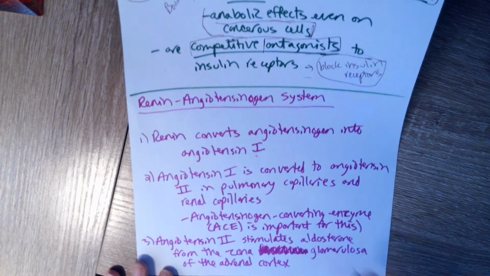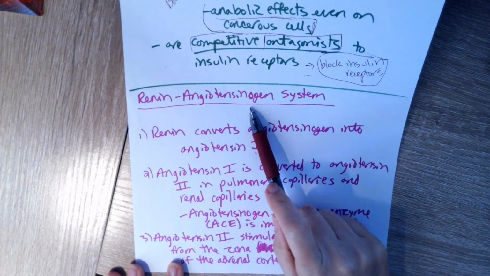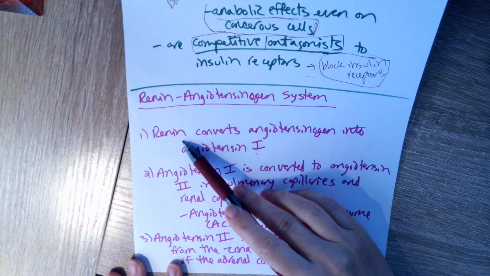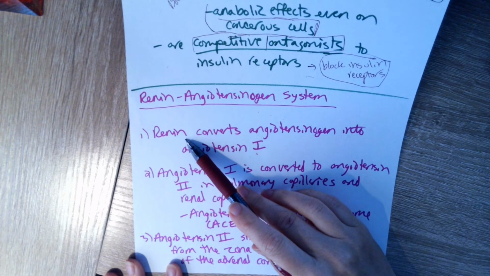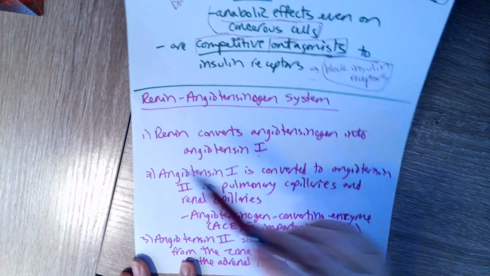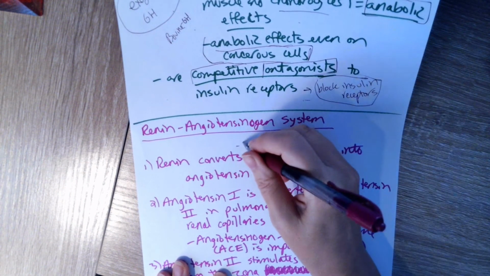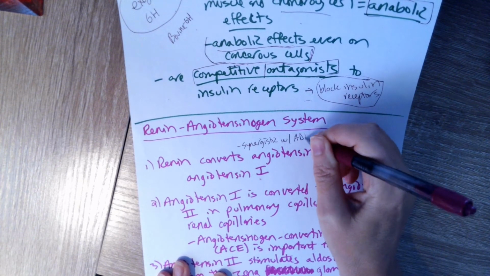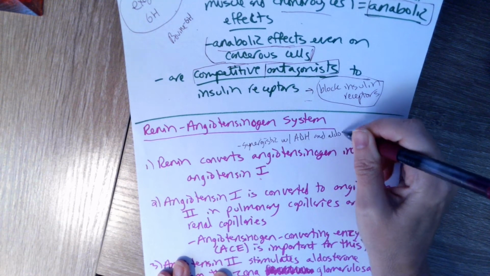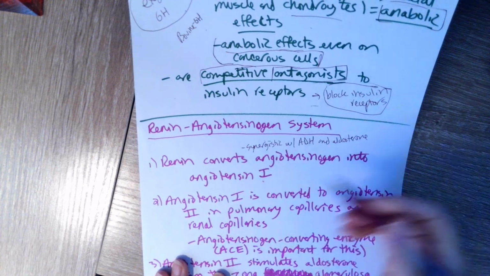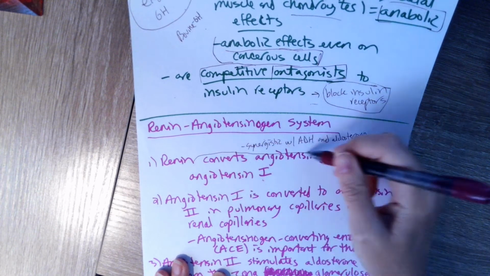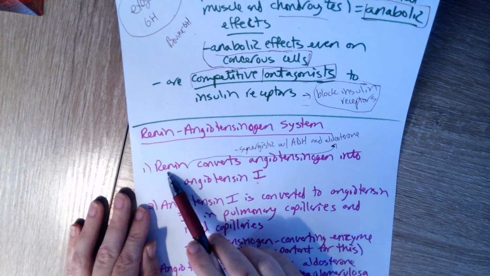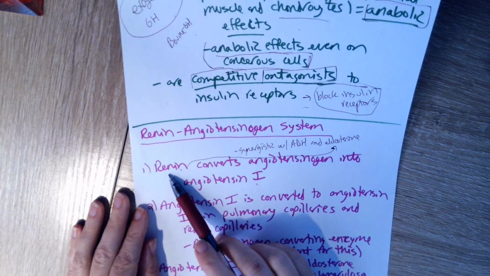Okay, and then the last little topic here, the renin-angiotensin system. Renin is made in the kidneys, and it's made when your blood pressure is low, so you want to raise it up. Renin is going to work together, or be synergistic, with ADH and aldosterone. It's especially synergistic with aldosterone because it actually triggers the production of aldosterone through this renin-angiotensin system. Your kidneys produce renin because you have low blood pressure. You're hypotensive.